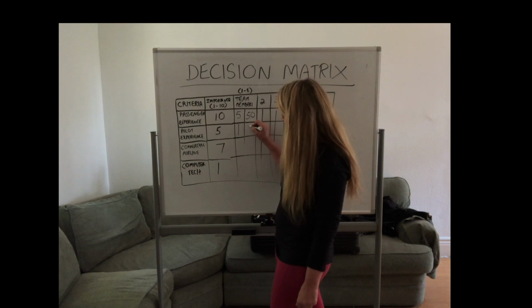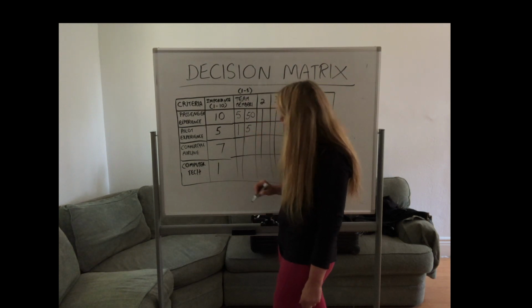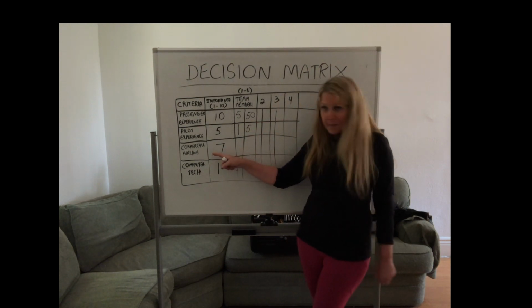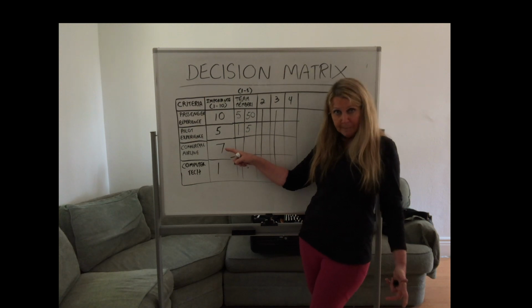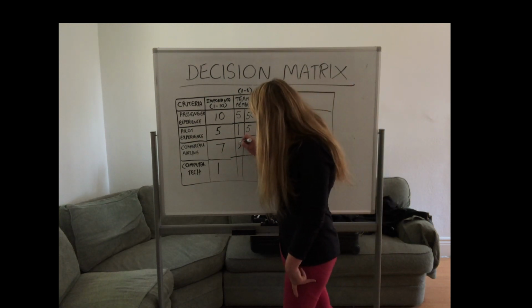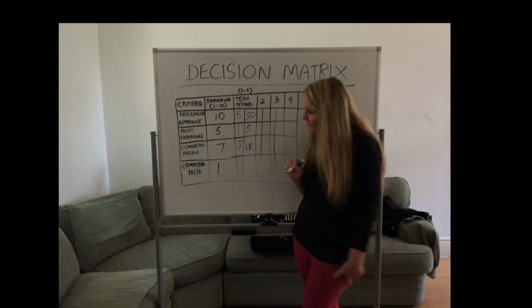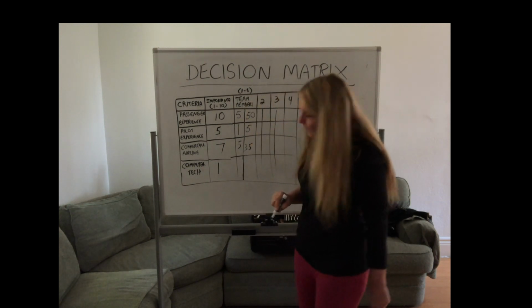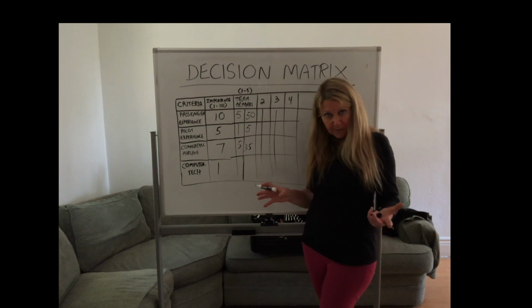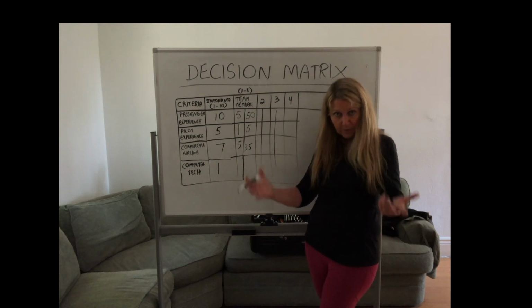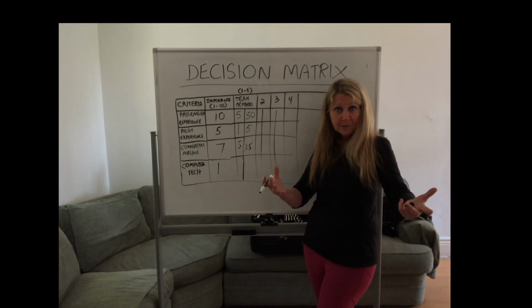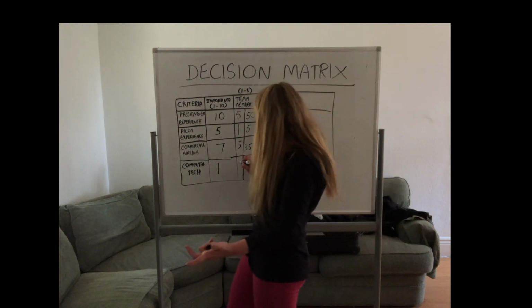1 times 5, 5. Okay, let's say it is available though on every commercial airline. So 5 times 7, 35. It does incorporate technology. It's just based on technology. It's what it is. So that's going to be a 5.